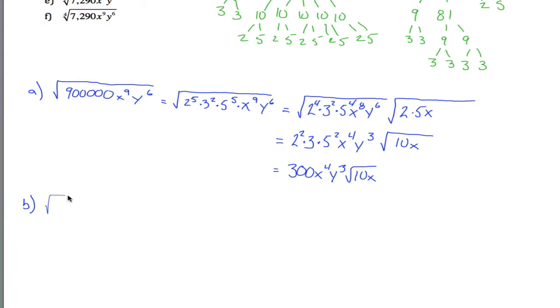For b, the exact same idea, except now it's the cubed root up here. So it's the cubed root of 2 to the 5th times 3 squared times 5 to the 5th times x to the 9th times y to the 6th. And I'm again going to break it up into 2 different roots. This time they're cubed roots. But now they have to be perfect cubes to be over here on the good side. Maybe I'll even label these good, bad.